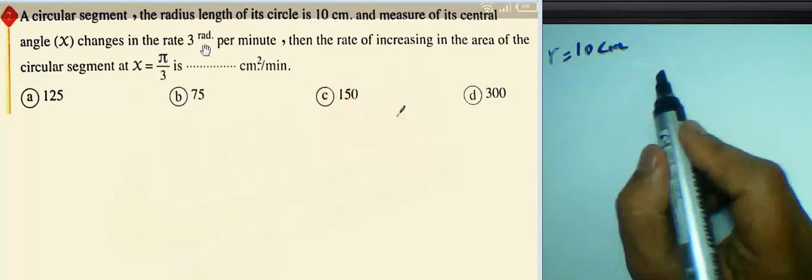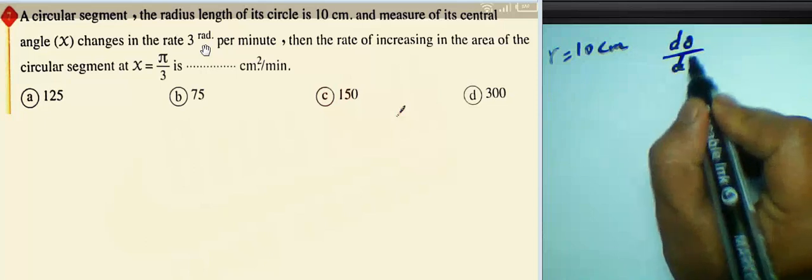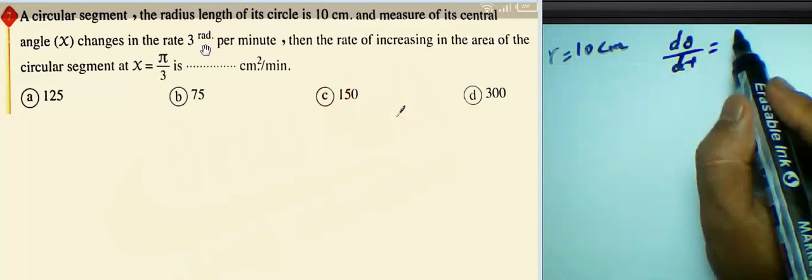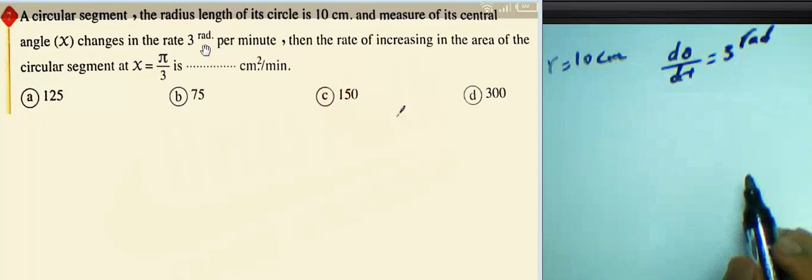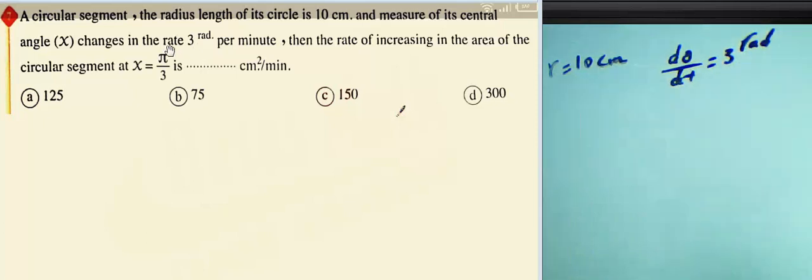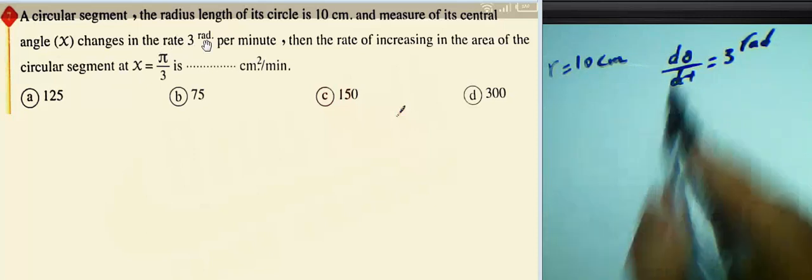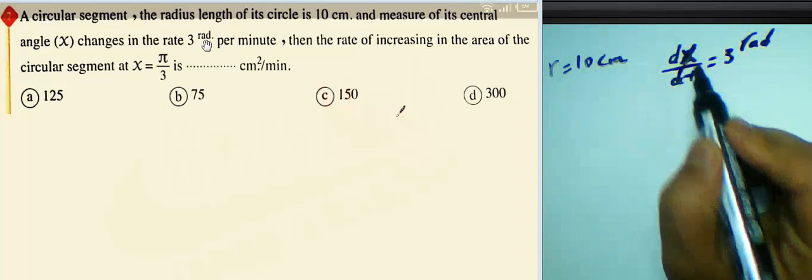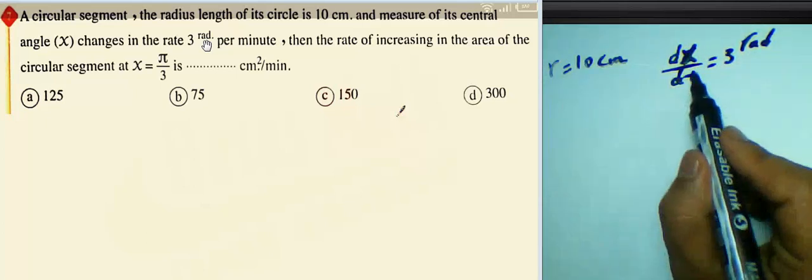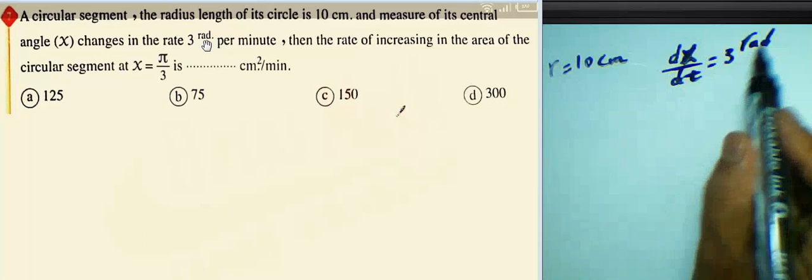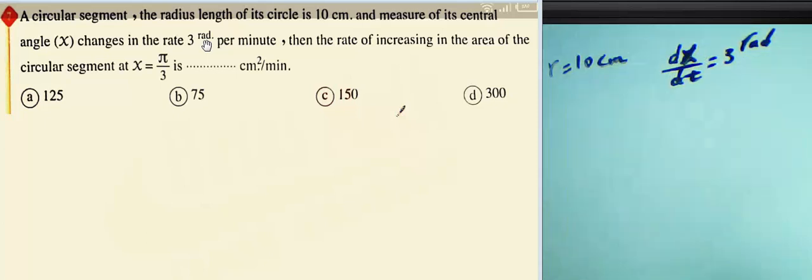So that means d theta by dt equal what? 3 radian. He tells us this information about theta radian. The rate equals 3 radian per minute. Angle x changes at the rate of 3 radian. Okay, angle x or angle theta as you like. dx over dt, the derivative of x with respect to t, equals 3 radian. And we want the rate of increase of the area of the circular segment.